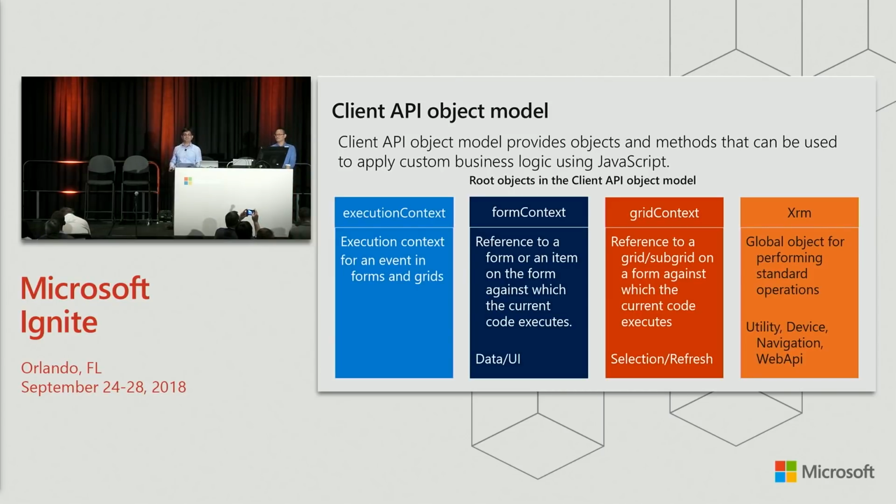And then there is a core Xrm object which gives capabilities to the device API. So if in your business logic or implementation you want to call the camera, barcode scanner, things like that, you can just use one line of code and get those capabilities shown in the user interface.